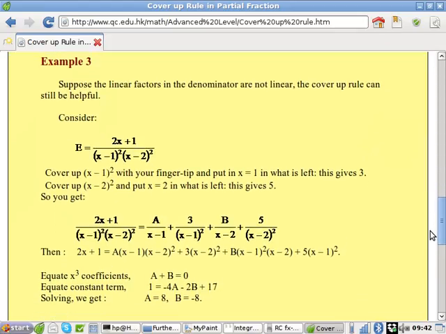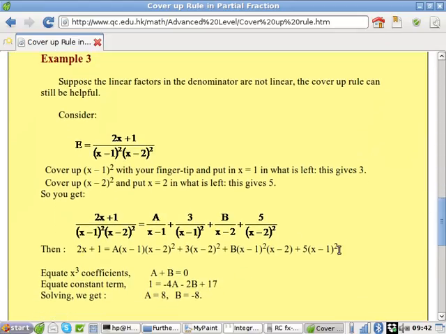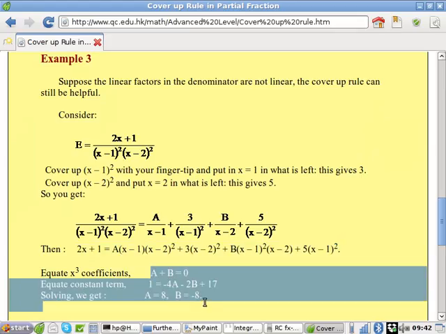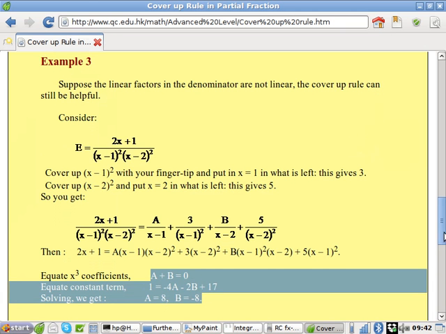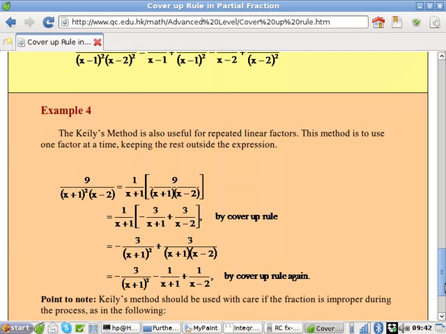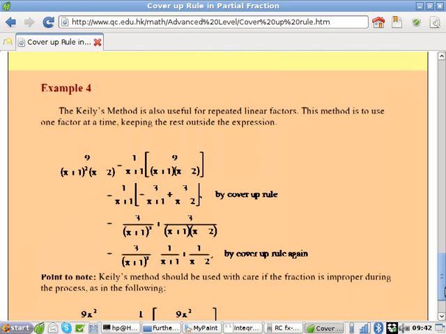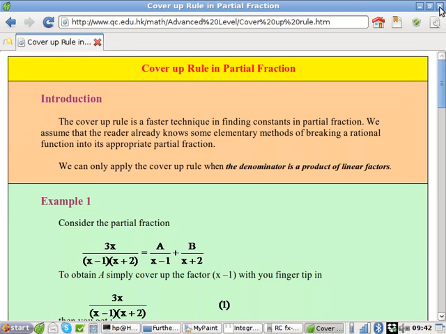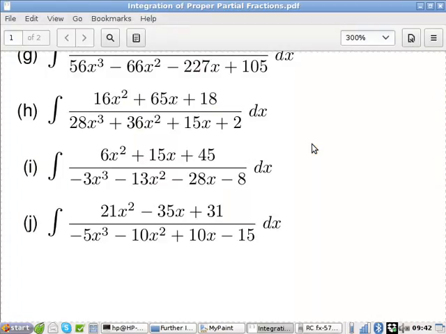No, it doesn't, because look, they did it the way I said. I showed you the first day by making equations, so it doesn't work for this. And this one doesn't work. Okay, yeah. So the cover-up rule only works for simple, non-repeated linear factors.